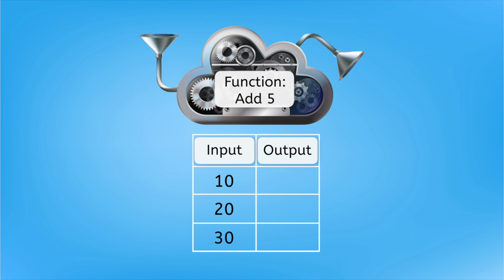All right, let's run this function machine. If we input 10, this function machine adds 5, which means our output is 15. If we input 20, our output is 5 more, which is 25. And lastly, if we input 30, our output is 30 plus 5, so 35. Great work.